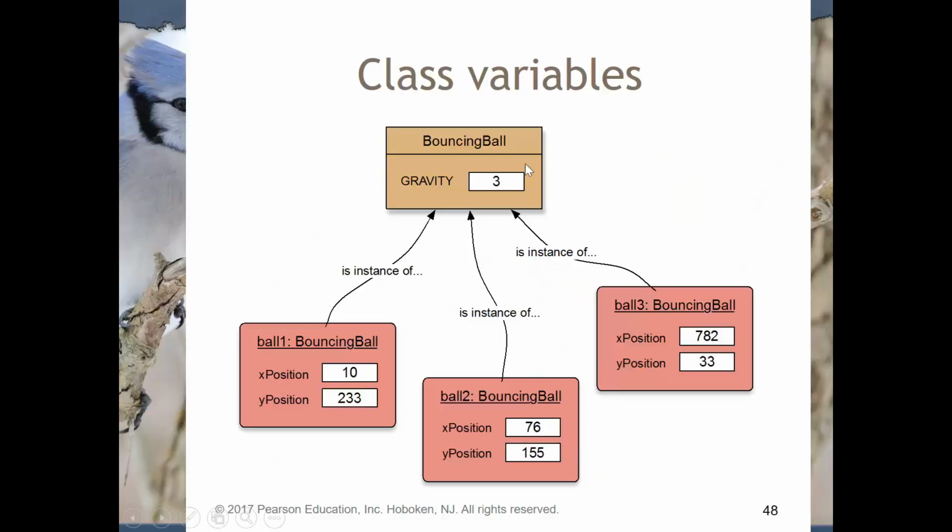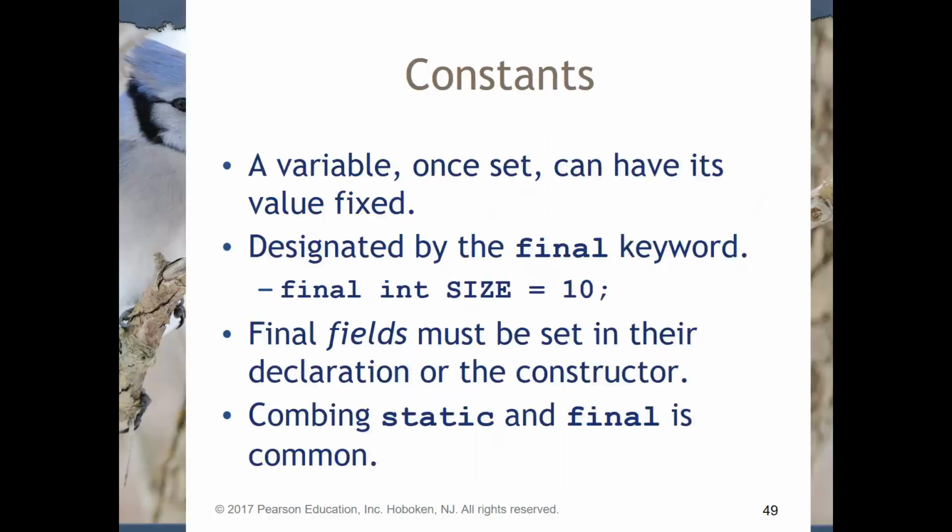Looking at this object diagram, this is a class. Gravity is static. So gravity exists in all three of these instances of ball, or bouncing ball, which is what we talked about. Okay? Very common, very helpful, but be careful when you use static, because people will often forget that, and then they're modifying a value in one part of your code that changes it in another.